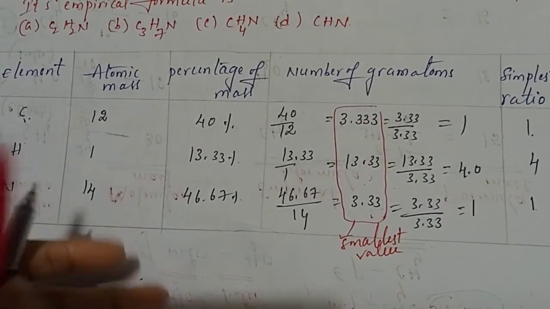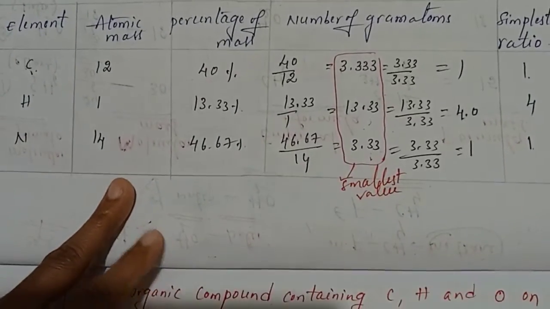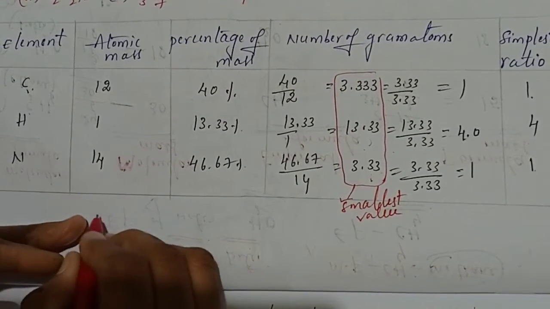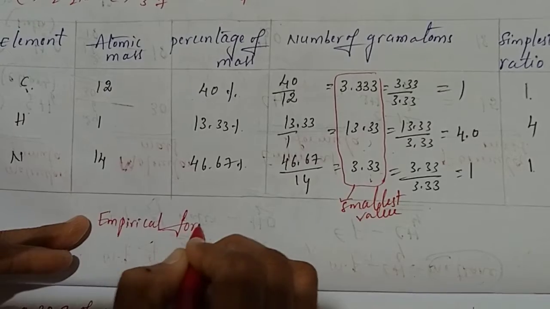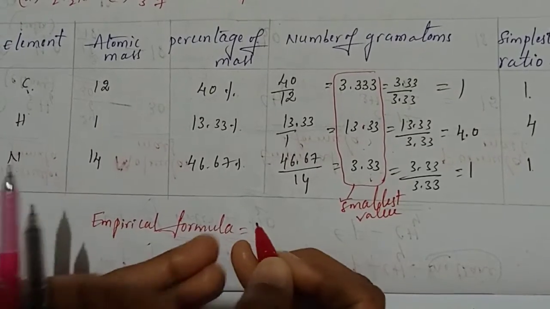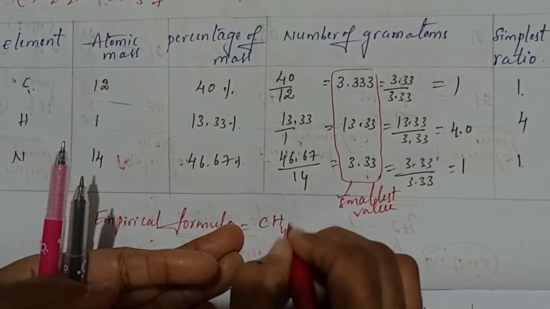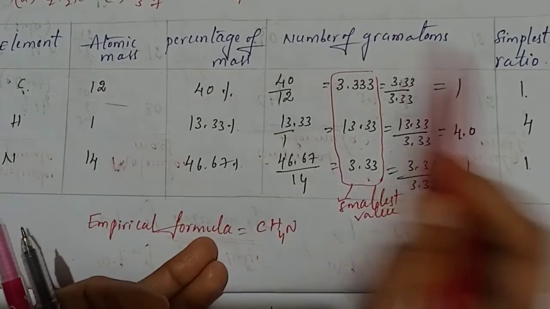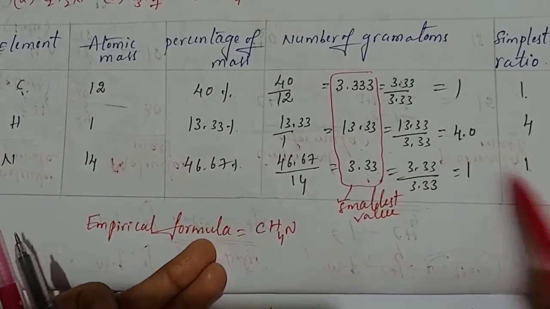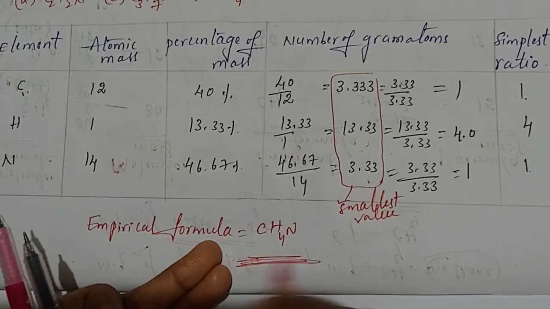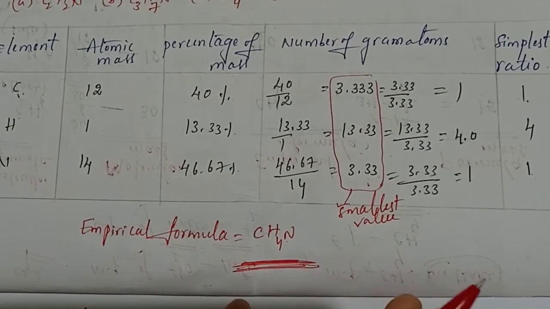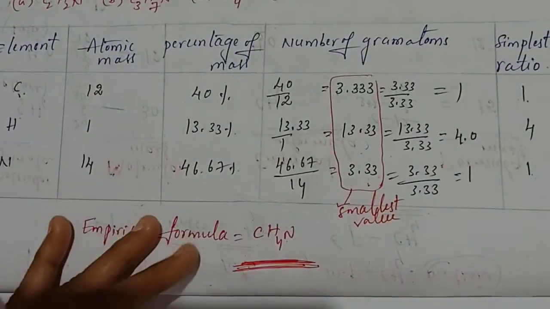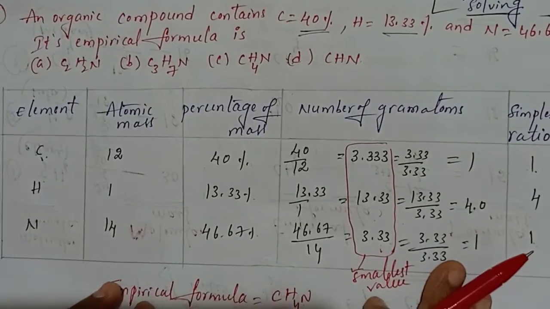So what is the empirical formula, students? See here, empirical formula is equal to CH4N. Clear? C, carbon 1, hydrogen 4, nitrogen 1. So this is the empirical formula, students, CH4N. The question only asks for the empirical formula, so that's why we have to find it like this.